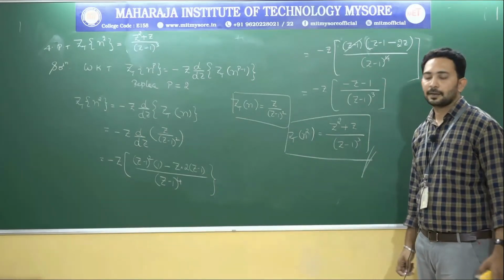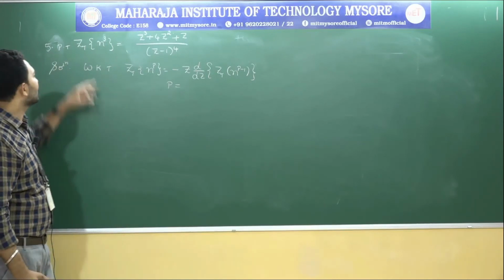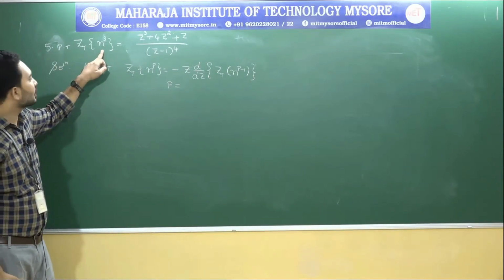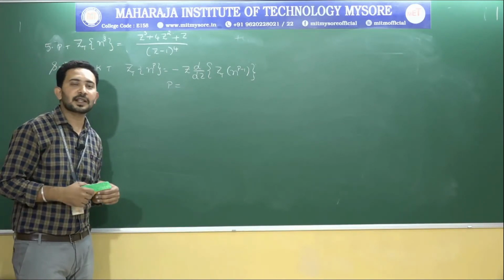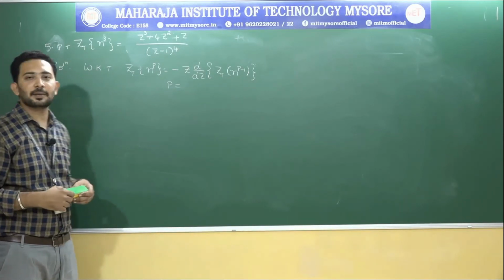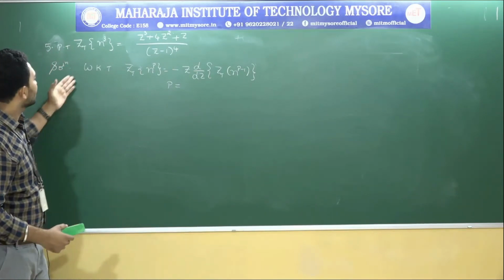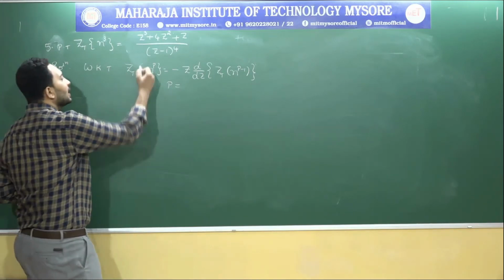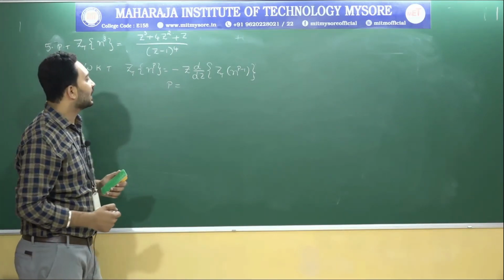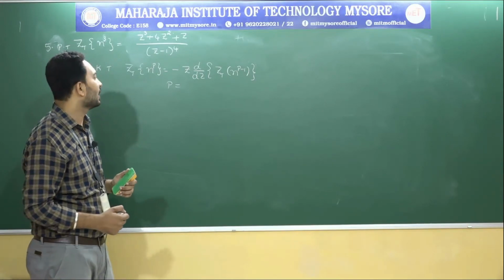So this is the required result, that is the z transformation of n square. So the next problem is, what is the z transformation of the sequence n cube? So the z transformation of n cube is z cube plus 4z square plus z divided by z minus 1 power 4. So as we know, the z transformation of n power p is minus z d by dz of the z transformation of n power p minus 1.